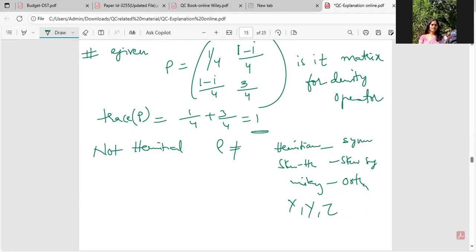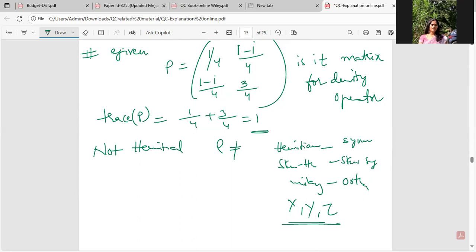But then, of course, including this density operator, it should be Hermitian. Of course, I have not discussed it. I can do a video on that. But then they are Hermitian as well as unitary. Here, rho is not Hermitian is what I'm trying to say. Why? Let us see.